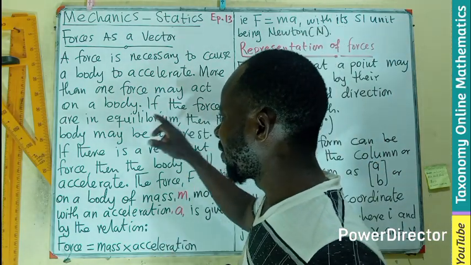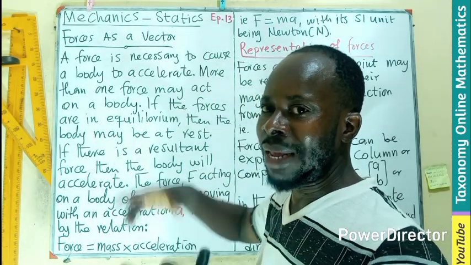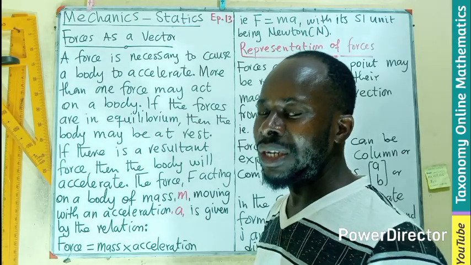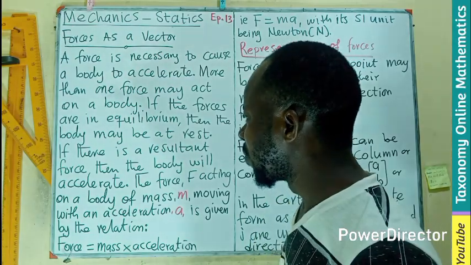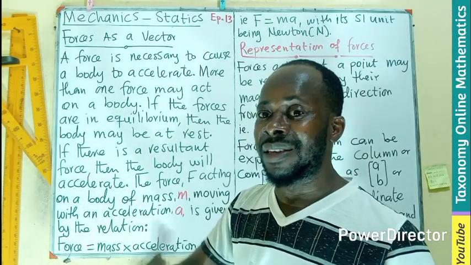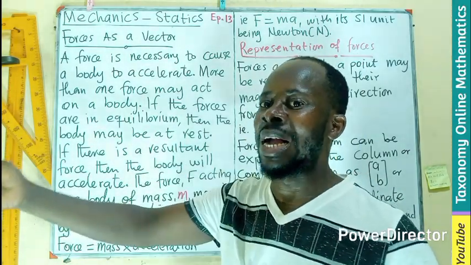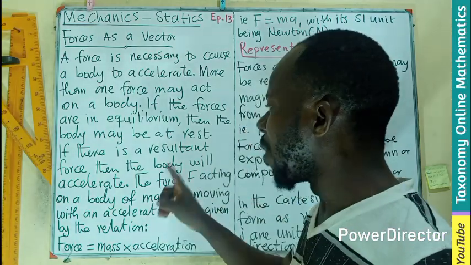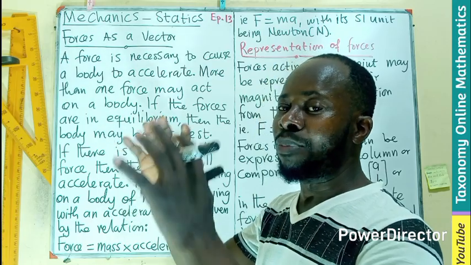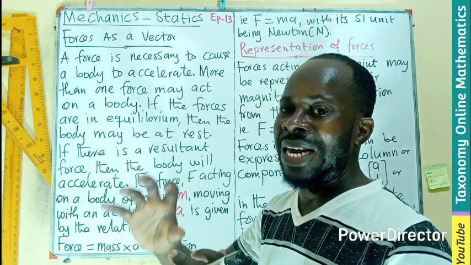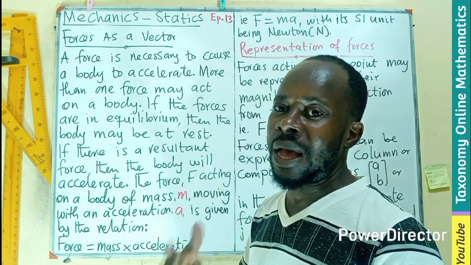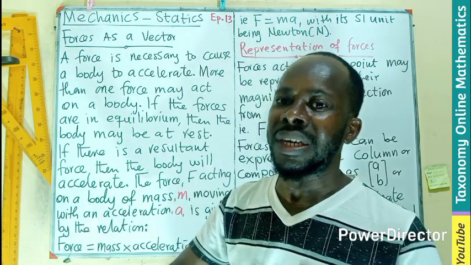If the forces are in equilibrium, meaning they balance each other, then the body may be at rest. There will be no motion, no acceleration, no movement. If there is a resultant force, a particular force that destabilizes the balance, causing one side to be bigger than the other, then the body will accelerate. That is the only point at which the body will move. If the gravitational pull on the body is bigger than the frictional force, definitely the body will slide down. But if you have a push that is bigger than the friction, the body also moves.